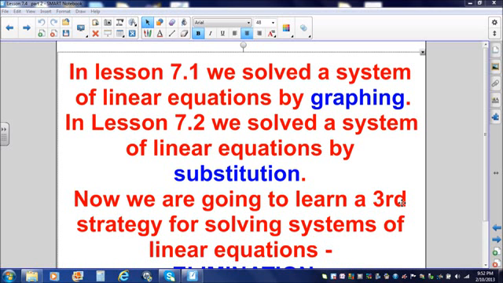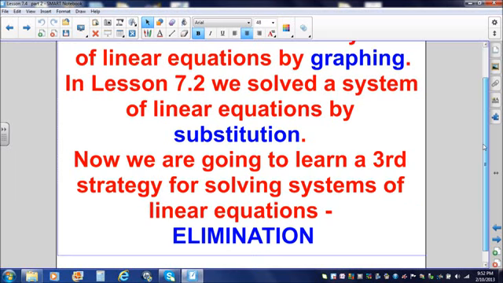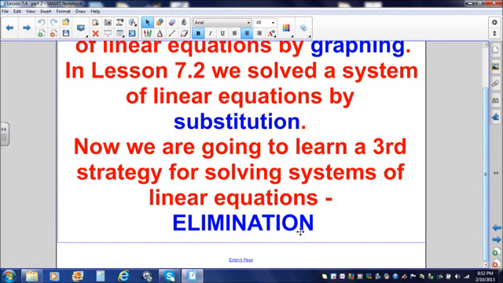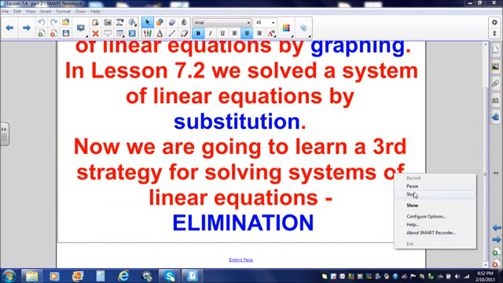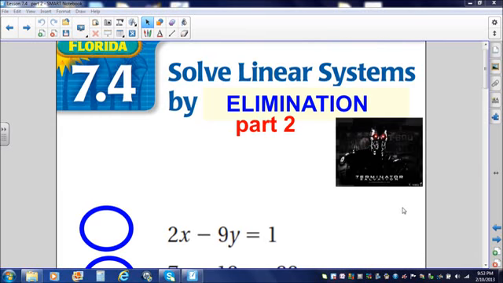Alright, peeps, we said in our previous podcasts we could solve a system of linear equations by graphing, by substitution, or by elimination. We're going to continue working with elimination today. Alrighty, let's get busy.